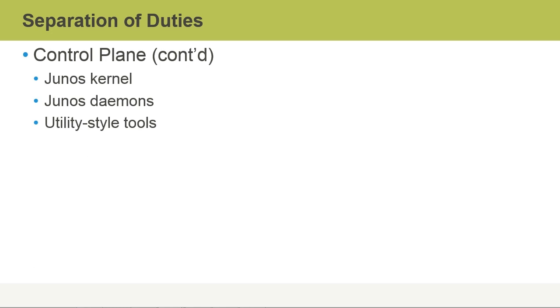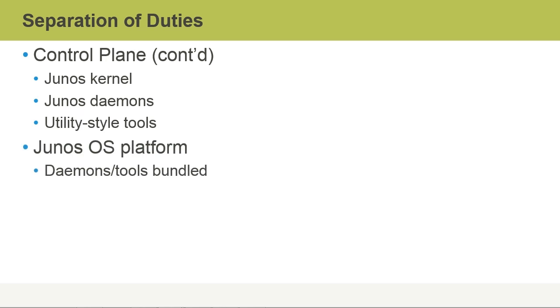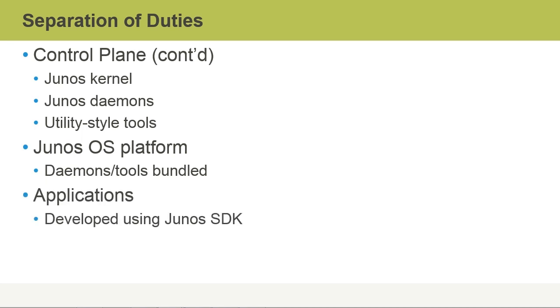Well, diving a little deeper, the implication is that all these components run on the control plane. The core of the Junos operating system, that's the Junos kernel, the different modules or daemons, and any native utilities or transitory applications or tools. In fact, taken as a whole, these components comprise what we term the Junos operating system platform. Any specific applications or user interface elements designed for the control plane are developed by Juniper Networks using the Junos Software Development Kit APIs.